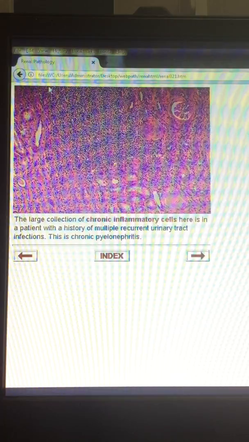In this picture, what you can see is diffuse infiltration of the interstitium of the kidney by chronic inflammatory cells. So we say acute means neutrophils, chronic means lymphocytes. So here we have chronic inflammatory cell infiltration of the interstitium of the kidney. So this is a chronic pyelonephritis.